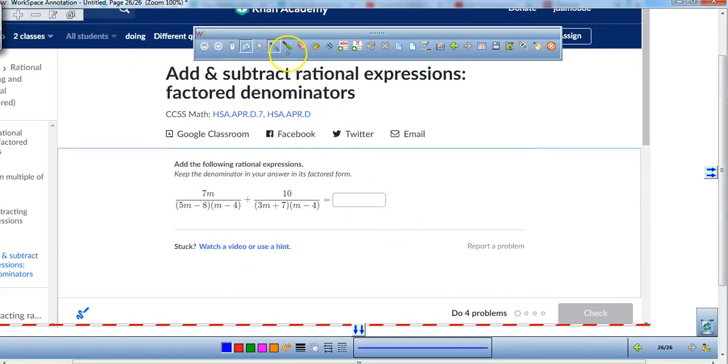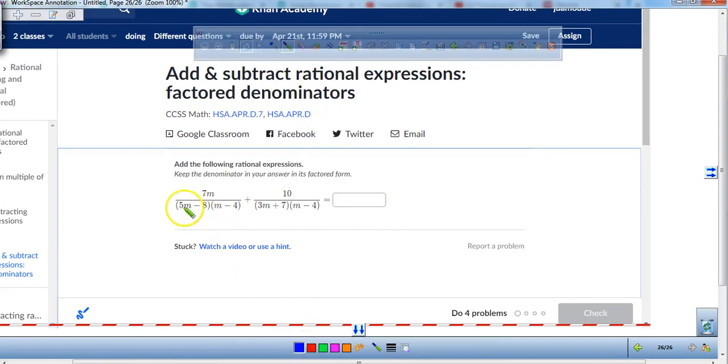All right, so let's take a look at these denominators here. 5m minus 8. We've got an m minus 4. Ooh, we've got an m minus 4 on this one, so they share a common factor. And then last but not least, we have the binomial, also known as 3m plus 7.